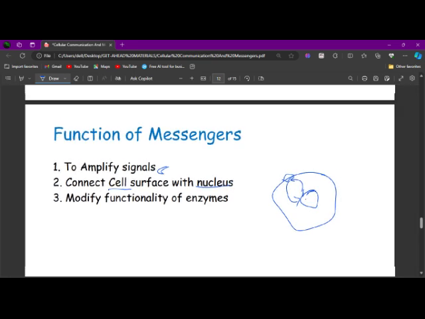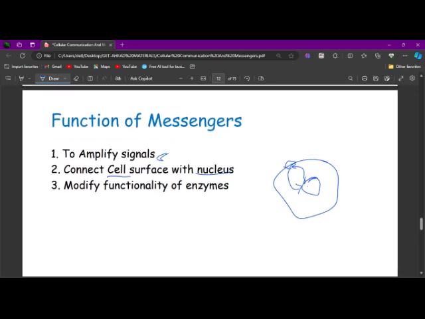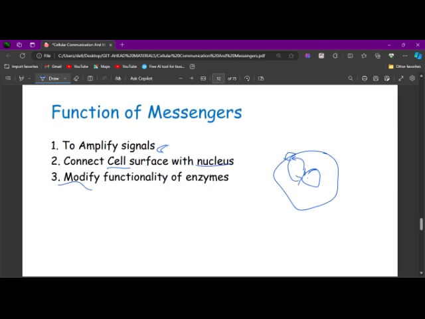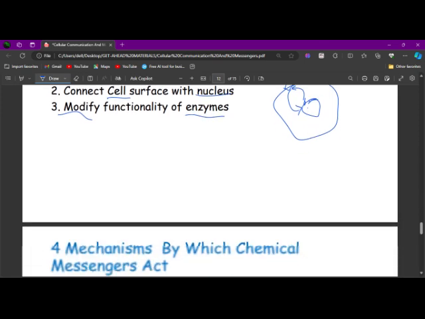Okay, and then finally, last but not least, or not the only ones, we have modifying the functionality of enzymes. We need to modify some enzymatic activity that is occurring inside these cells. So how do we do that? We're going to use these messengers so that we can either inhibit or promote enzymatic activity that is happening inside these cells. All right, those are the functions.